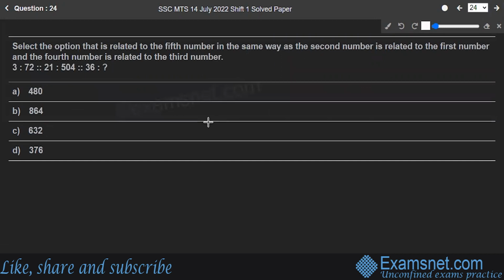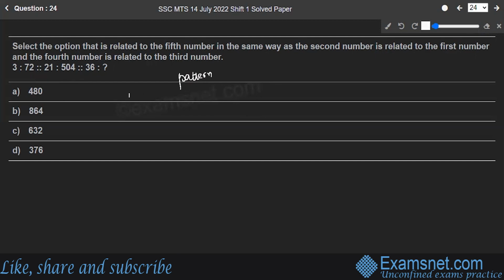Select the option that is related to the fifth number in the same way. Second number is related to the first number, and the fourth number is related to the third number. Okay, so there exists some relationship between these two numbers. The same relationship exists between these two numbers as well. And you have to find out what will come at the place of the question mark to complete it. If you're following the same pattern, what will come at the place of the question mark? For that, you need to understand the pattern in the question. And what is that pattern?